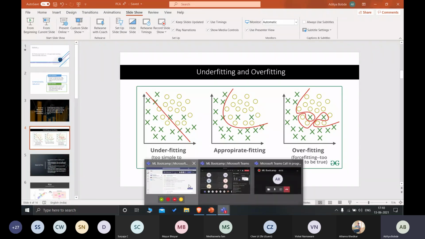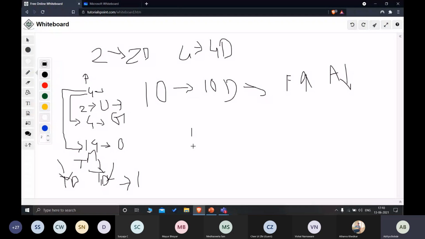Okay, so are the concepts clear till now? What is underfitting? What is overfitting? Did everyone understand up to here?